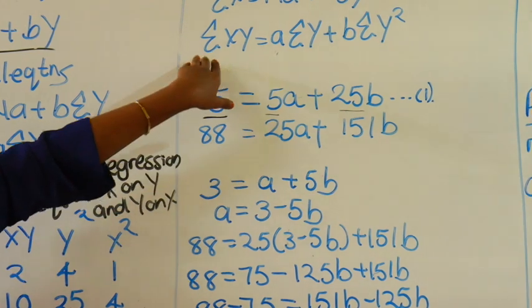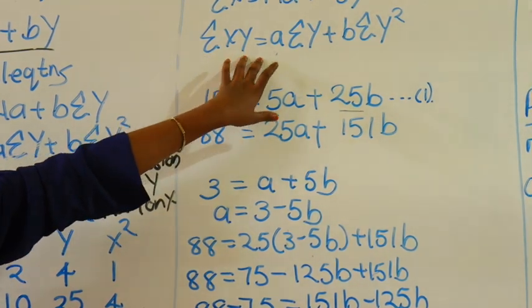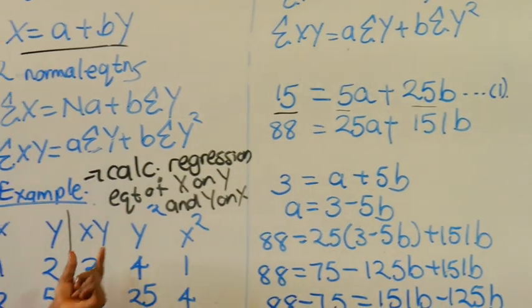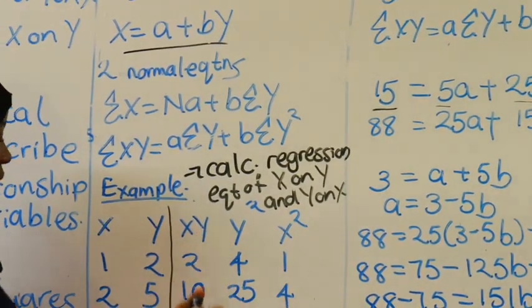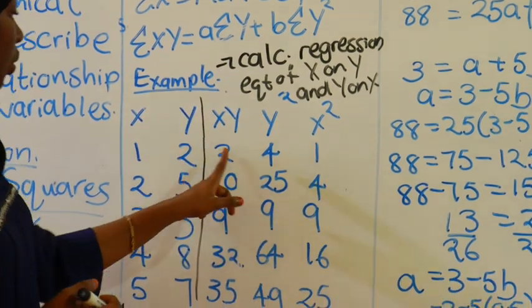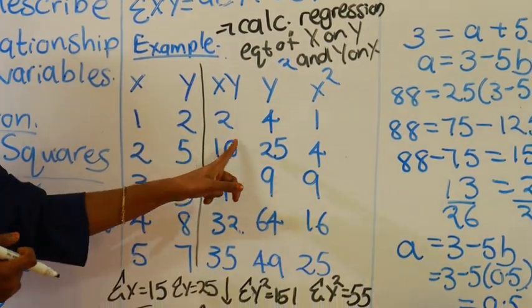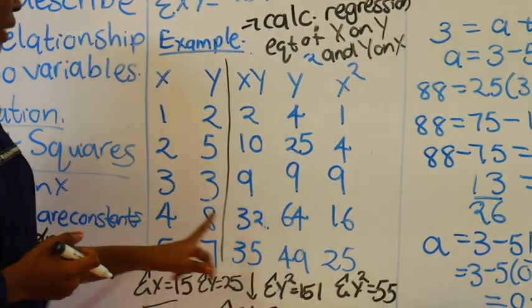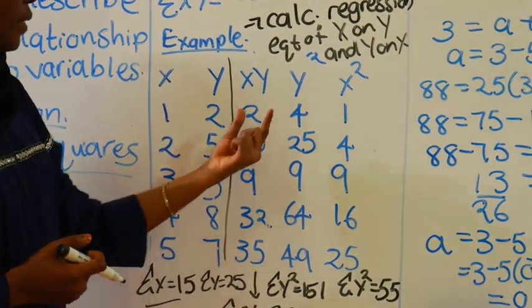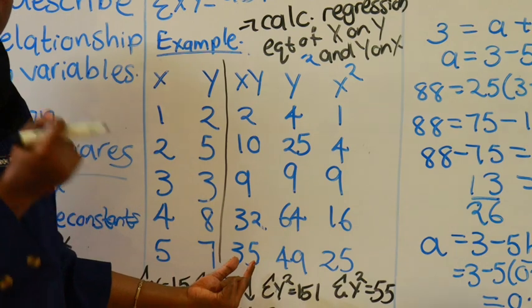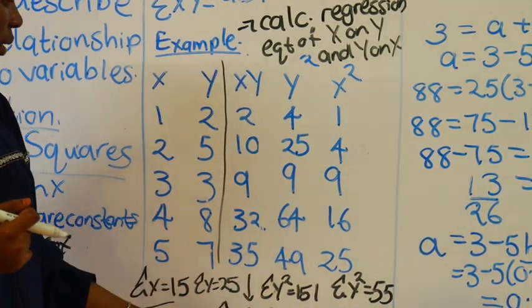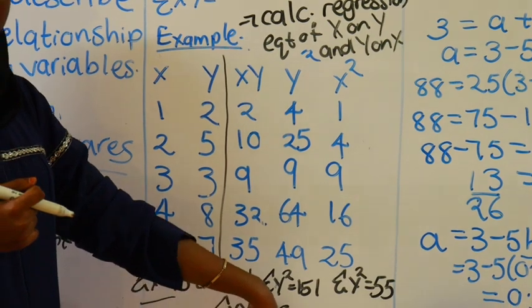The second equation, we need summation of xy. So that means you first have to multiply x and y. So you multiply here. This is what you're calculating, x times y. 1 times 2 is 2. 2 times 5 is 10. 3 times 3, 9. 4 times 8, 32. 5 times 7, 35. After getting xy, remember you want the summation, so you need to add these values. When you add these values, you get 88.